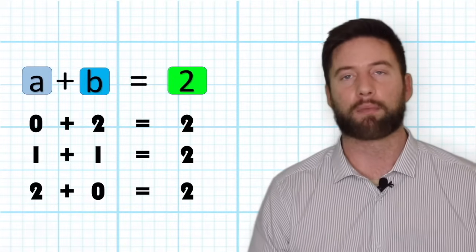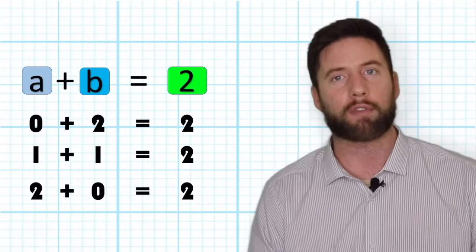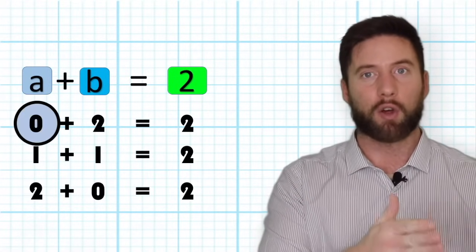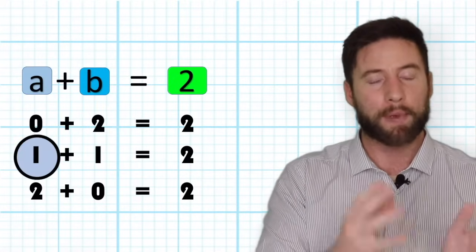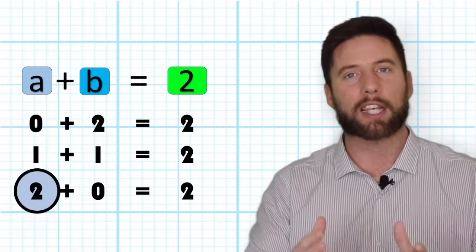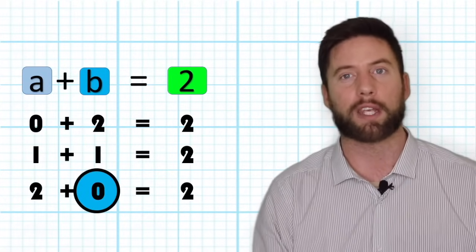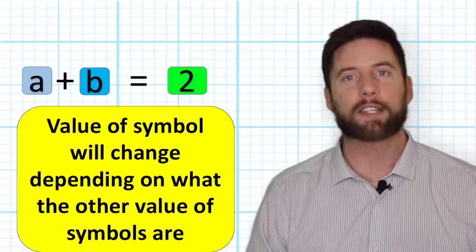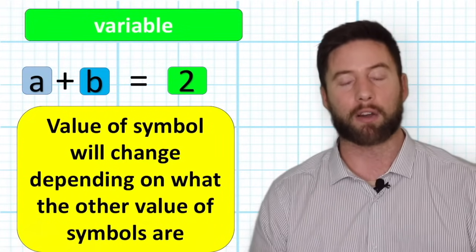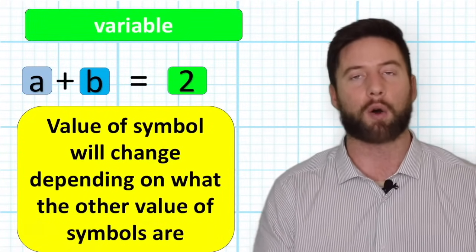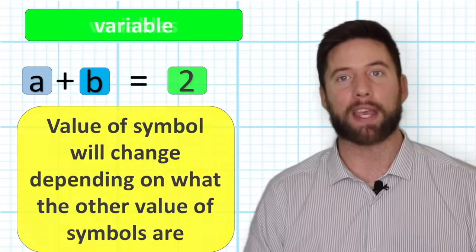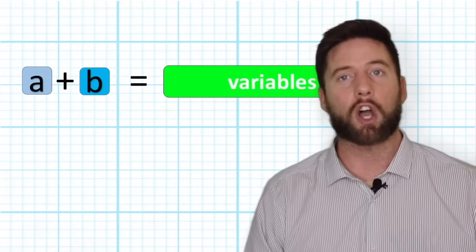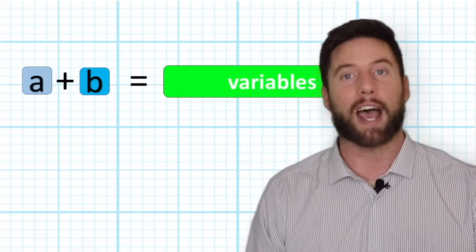And that brings us on to something else that's really important. Did you notice that each symbol could be represented with a different value, depending on what the other symbol was representing? For example, if a is 0, then b has to be 2. If a is 1, then b has to be 1. And if a is 2, then b has to be 0 in order for the equation to be balanced and to be equal. So a symbol's value can change depending on what the other symbol's values are doing. And this means that it is variable. These symbols are variables. Their value can change depending on what else is happening around them. So in this example, both a and b are variables because their values can both change depending on what the other one is doing. So it's really common in algebra to refer to all letters and all symbols as variables.